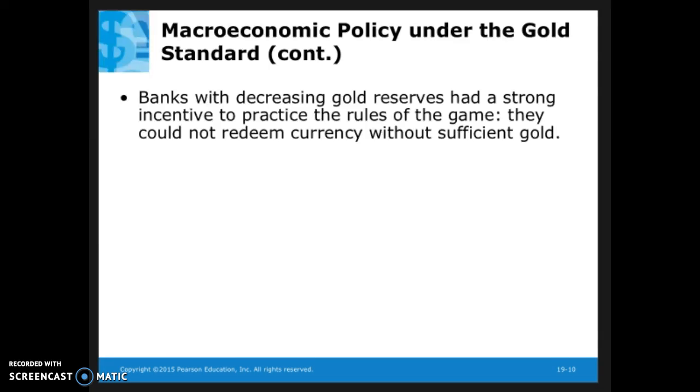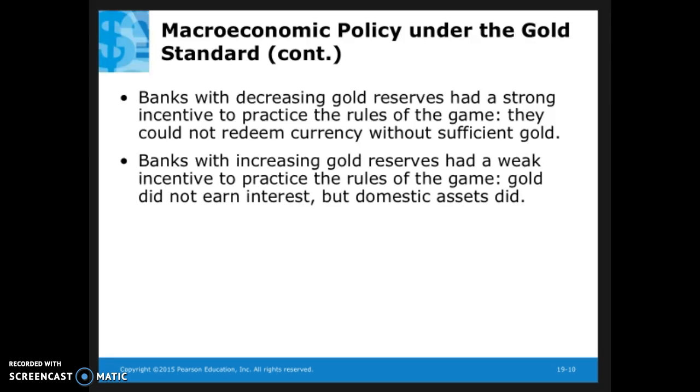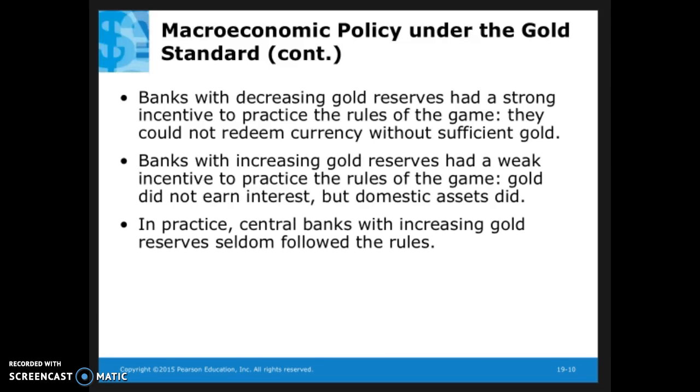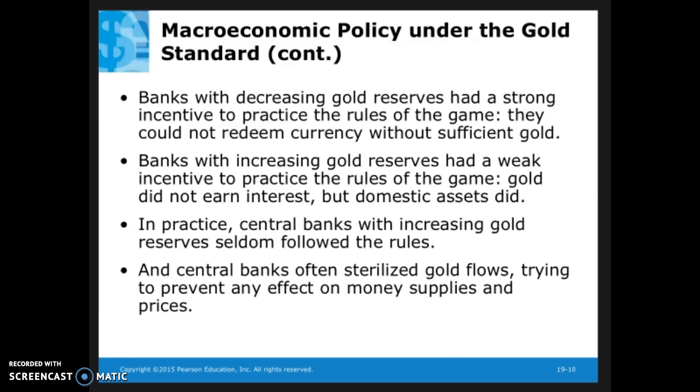Banks with decreasing gold reserves had strong incentive to practice the rules of the game. Banks with increasing gold reserves had weak incentive to practice the rules of the game. Gold did not earn interest. Domestic assets earned interest. In practice, banks with increasing gold reserves seldom followed the rules. Banks often sterilized gold flows, trying to prevent any effect on money supplies and prices.